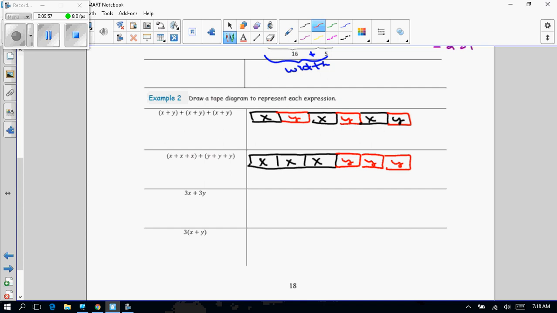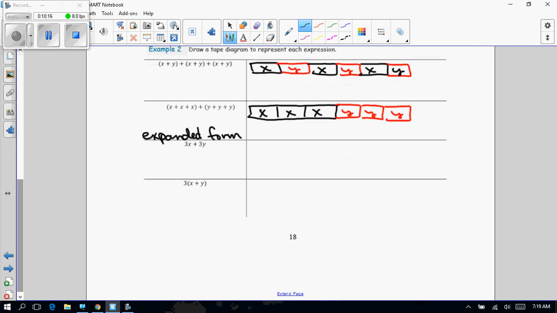Okay, this is what is called the expanded form. Expanded form. You know why it's called expanded? Because it's really big, it's wide, right? It takes up a lot of space. Literally x plus x plus x plus y plus y plus y. Those are the longest way we could possibly get there.